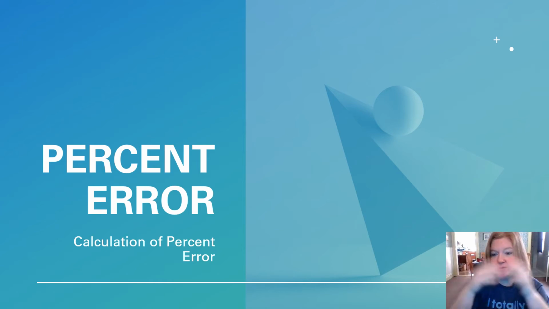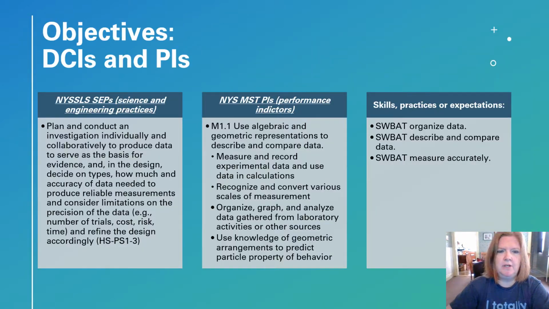All right, percent error. It's our topic. How do we calculate percent error and why is it important? Well, first of all, if you get results and they're way off, you should know that. And maybe there's something you could do to improve and bring your percent error lower, right? Here are our objectives. Pause it if you really want to read them.